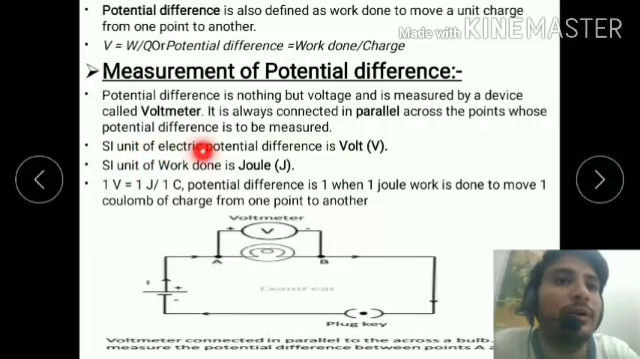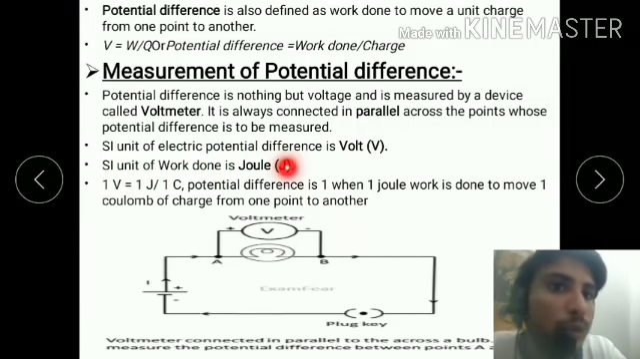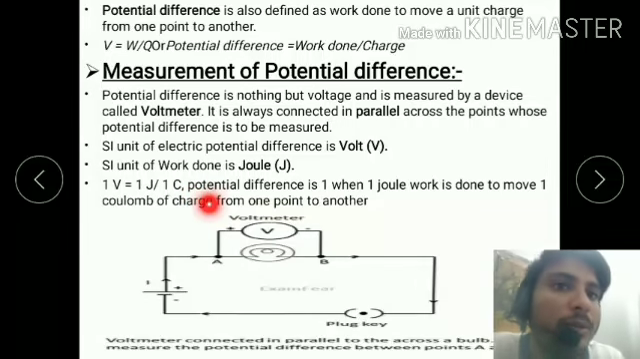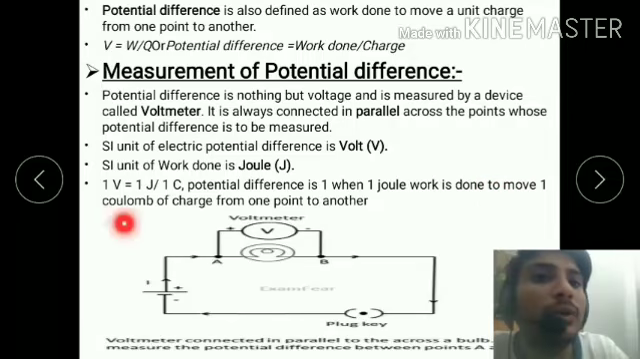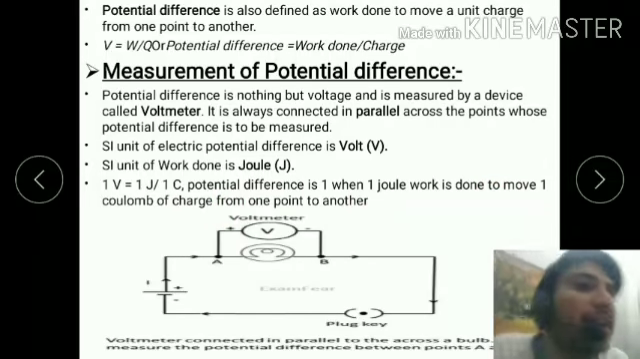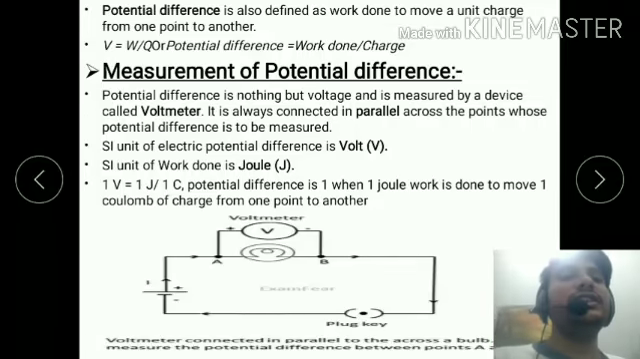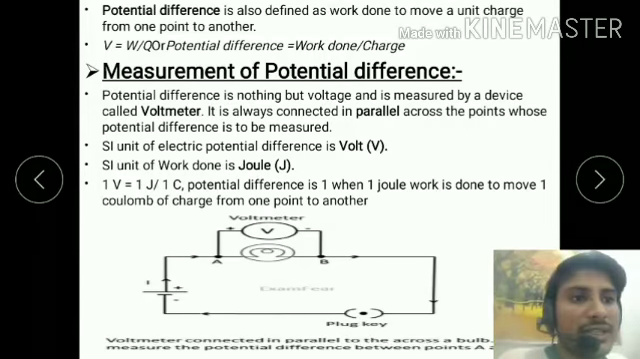The SI unit of potential difference is the volt. The SI unit of current is the ampere. The SI unit of work is the joule, and 1 volt is equal to 1 joule upon 1 coulomb. Potential difference is when 1 joule of work is done to move 1 coulomb of charge from one point to another. You have to know the formula V is equal to W upon Q, where W is the work and Q is the charge.